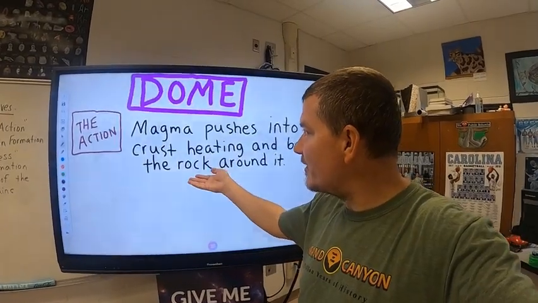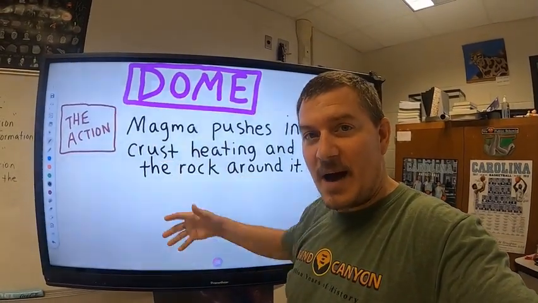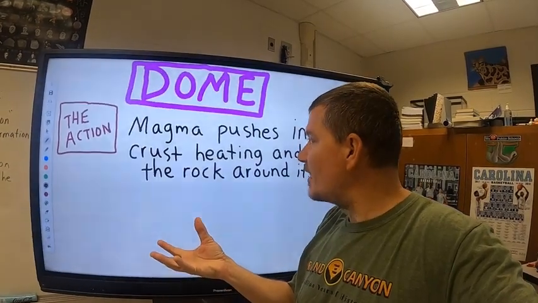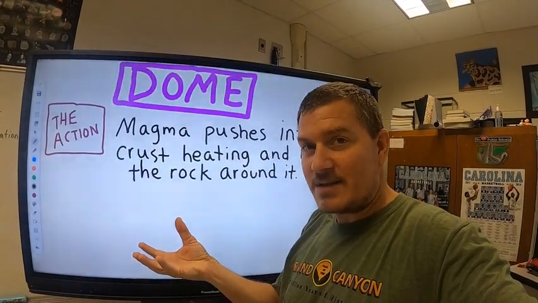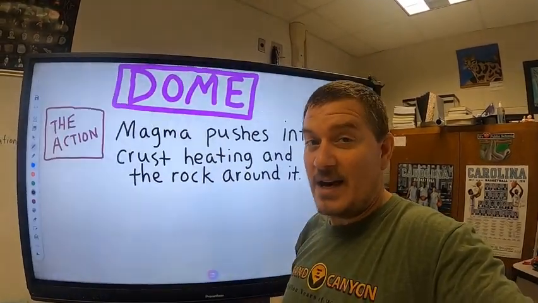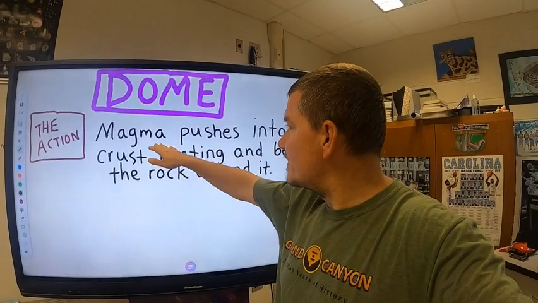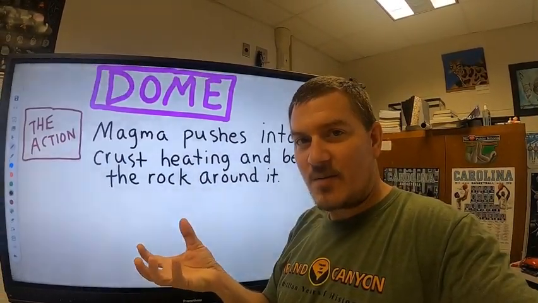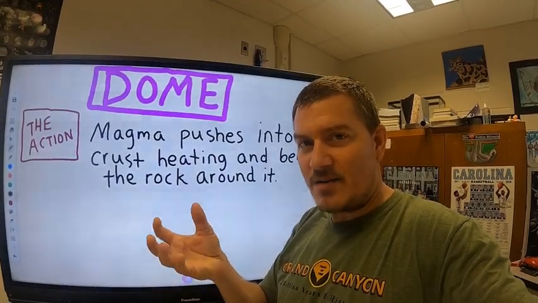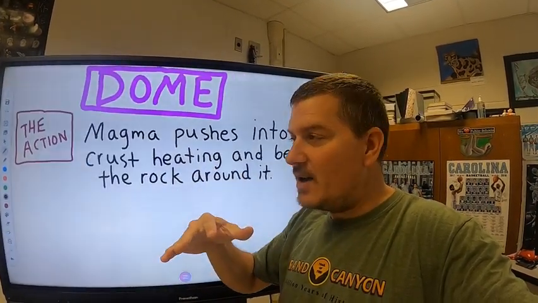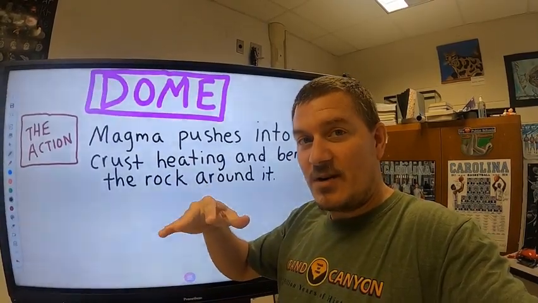So here's our action for that. It's going to involve magma coming up from the mantle, pushing up through the bottom of the crust. But it's not going to break through the crust. If it breaks through the crust, then we've got lava, we've got a volcano, a volcanic mountain. So instead, this lava is going to push up into the bottom of the crust, and that hot liquid rock is going to begin to melt the rock of the crust and start to bend the rock that's above it as it puts pressure on that.